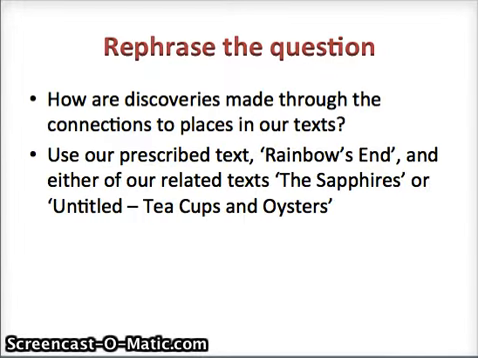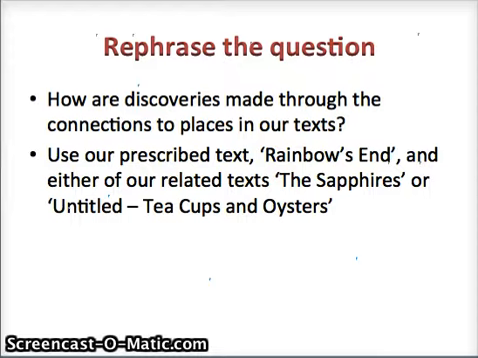We could rephrase the question like this. How are discoveries made through the connections to places in our texts? We will use our prescribed text, Rainbow's End, and either of our related texts, The Sapphires or Untitled Teacups and Oysters, to answer the question. In this practice example, we'll be looking at The Sapphires.